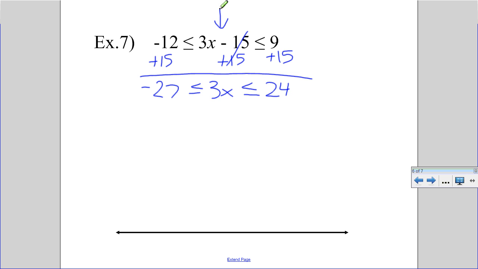So now I have to divide by 3. I have to share that with both sides. So I divide 24 by 3 and I divide negative 27 by 3. Negative 9 is less than or equal to x is less than or equal to 8.